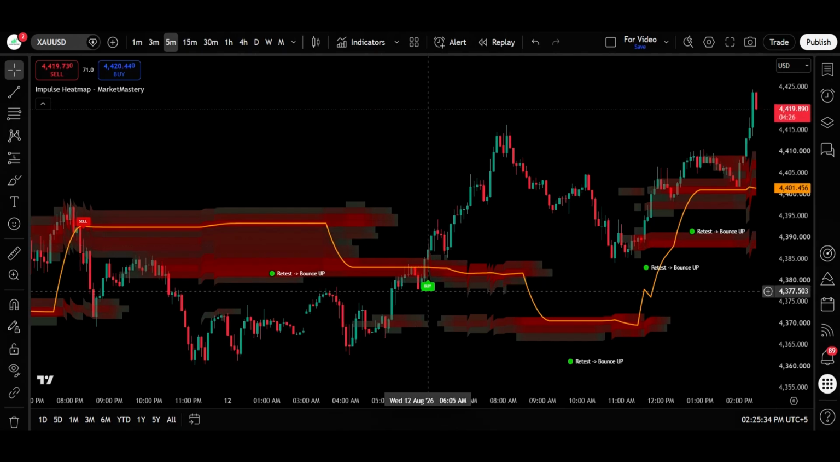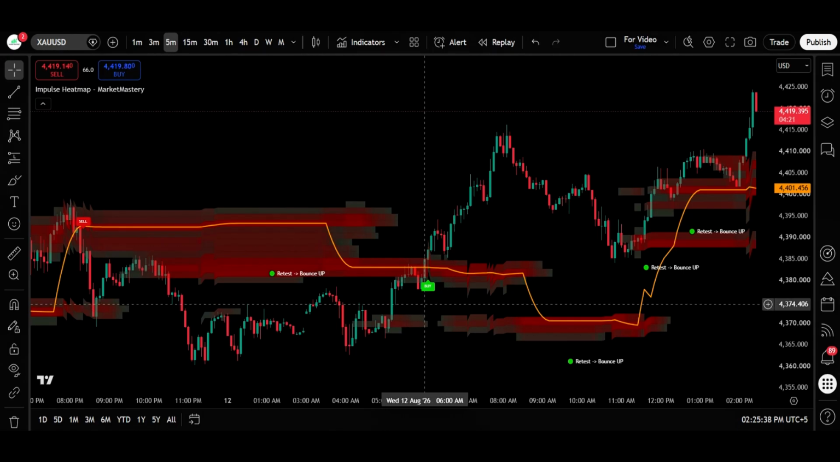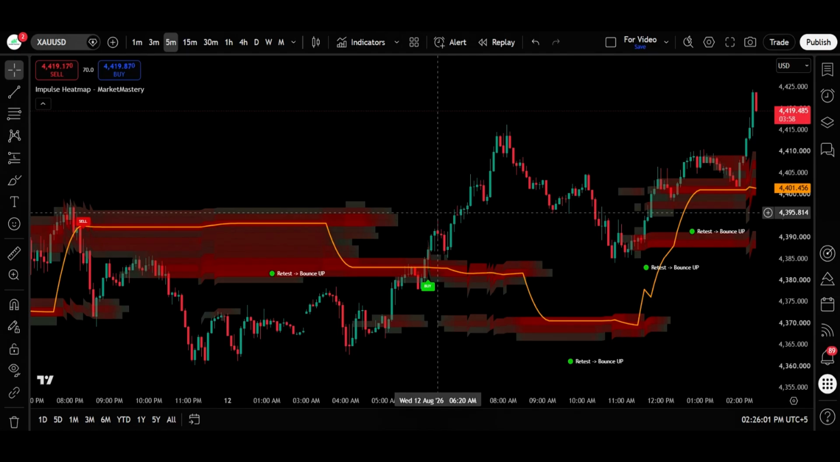For instance, on gold, using a 5-minute time frame, every signal offers a clear target. On a 5-minute chart, set your take-profit target for 40 to 80 pips per signal. Here we have a buy signal at 4,387. Our first target would be 4,391, and the next target would be around 4,395 or 4,396. These are realistic and safe targets.